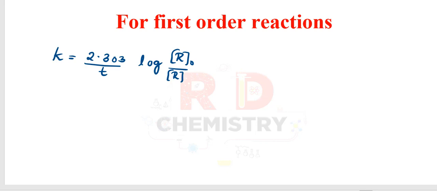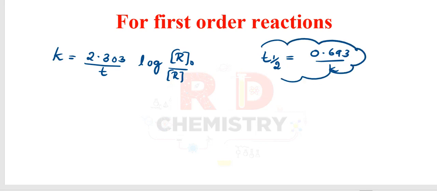Similarly, we have the half-life for the first order reaction: T half is equal to 0.693 divided by K, right? Remember, half-life in the first order reaction is independent of the concentration terms, no initial concentration, right? So based on this, we have got some formula list.